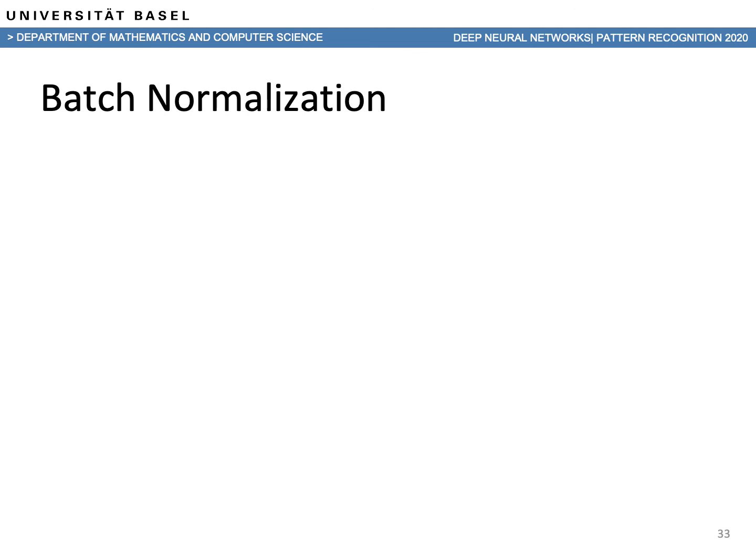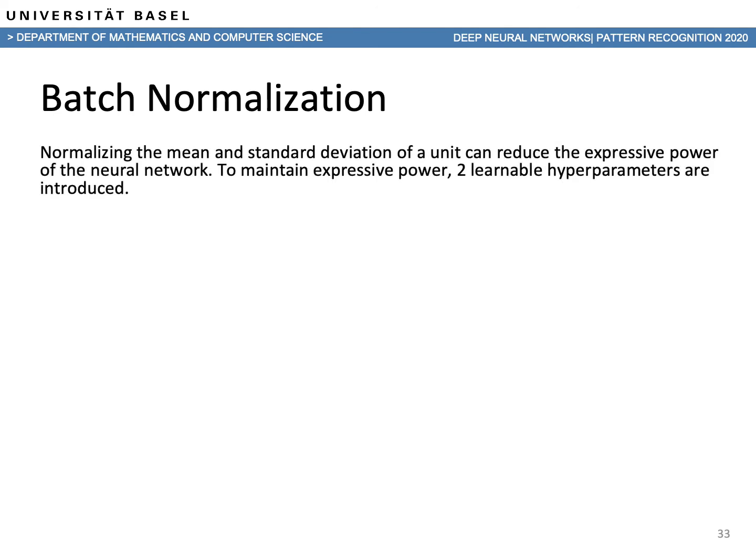So let's look at an example of batch normalization from a single neuron's point of view, and also some of the problems you might see using batch normalization. Essentially, normalizing the mean and the standard deviation of a unit can reduce the expressive power of the neural network. So in order to maintain this expressive power, we also introduce 2 new learnable parameters.